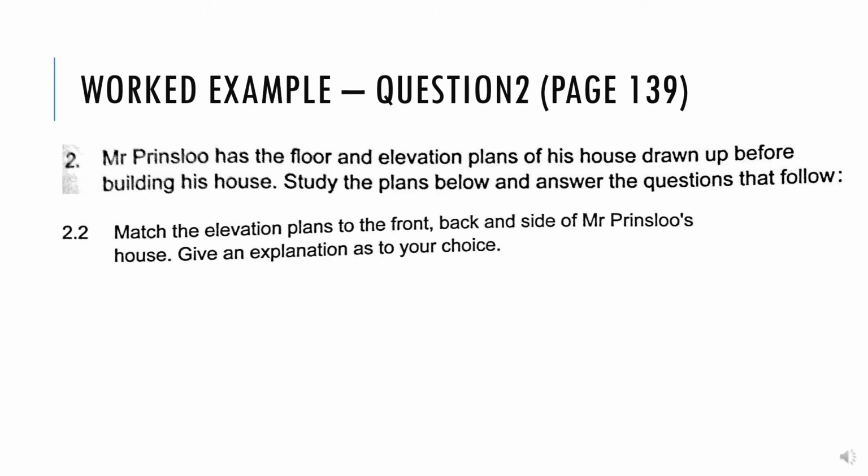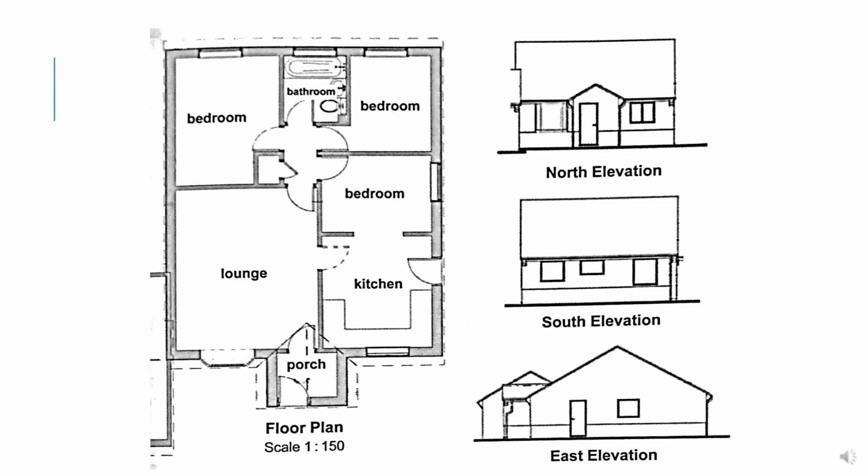Right, so 2.2: match the elevation plans to the front, back, and side of Mr. Prinsloo's house and give an explanation as to your choice. Okay, so let's take a look at the plans and match them together. Right, so if you get the laser again.